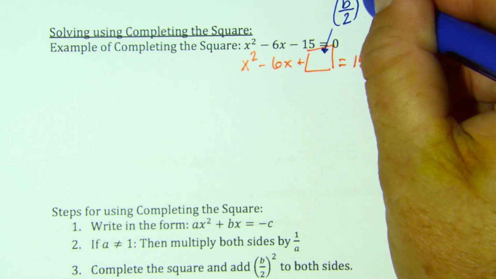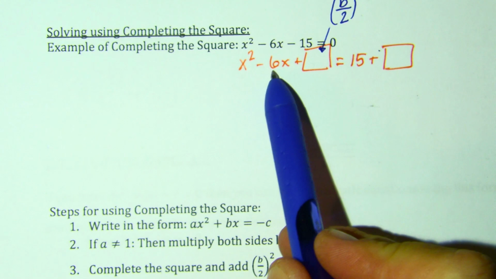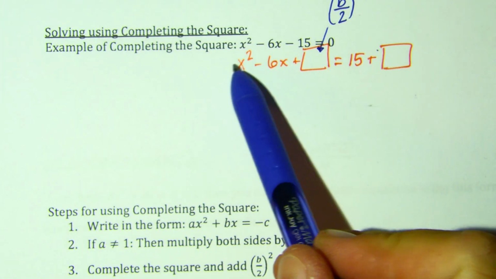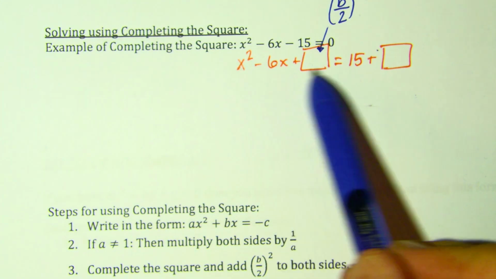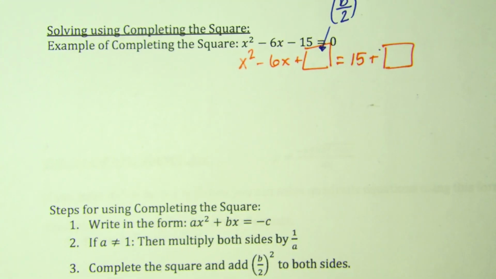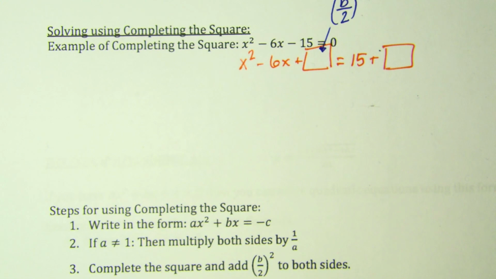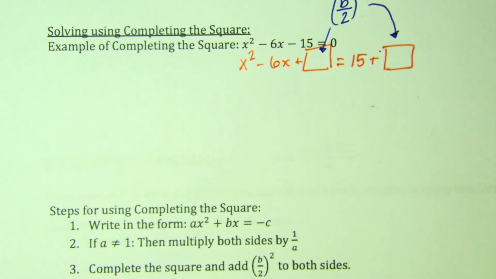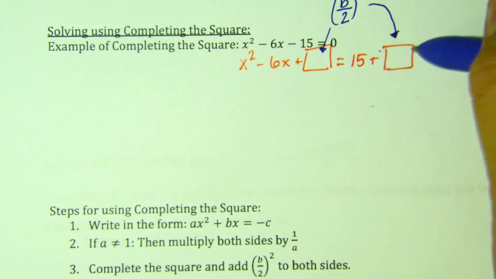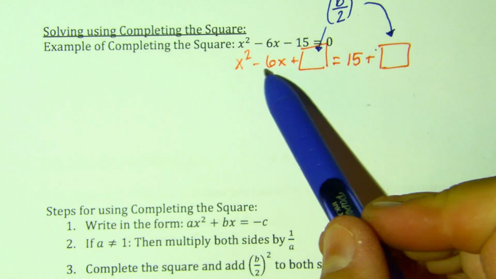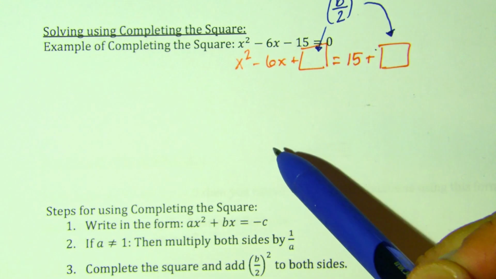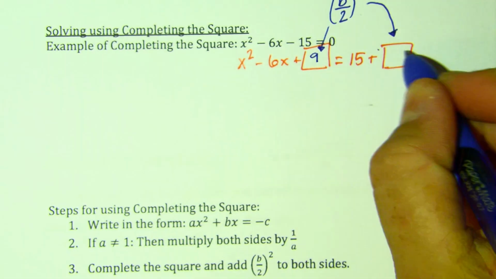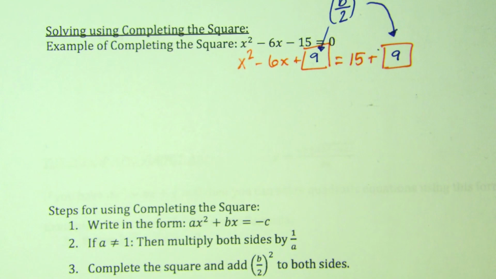Now, in this box here, we're going to be putting our b value divided by 2 and then squared. My b value is negative 6. The other thing is we want our a value to be 1. If your a value is not 1, then we have to divide the whole equation by that coefficient. What goes into both boxes is the same, because whatever we do to one side, we have to do the same thing to the other. So my b value here is negative 6. Negative 6 divided by 2 is negative 3. Negative 3 squared is 9. So I'm adding 9 to both sides.